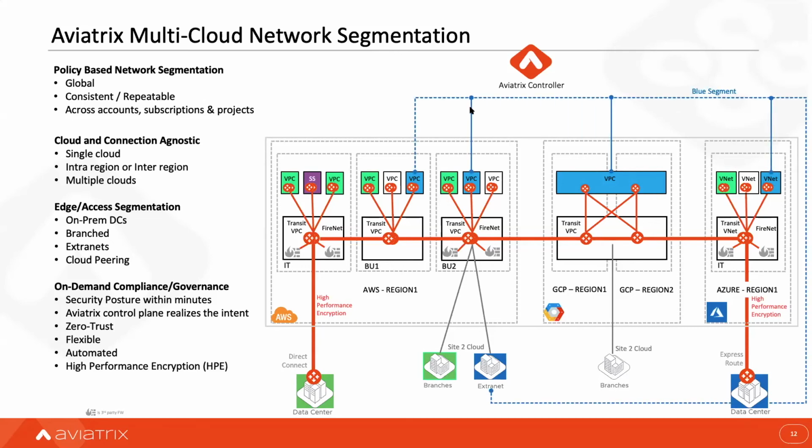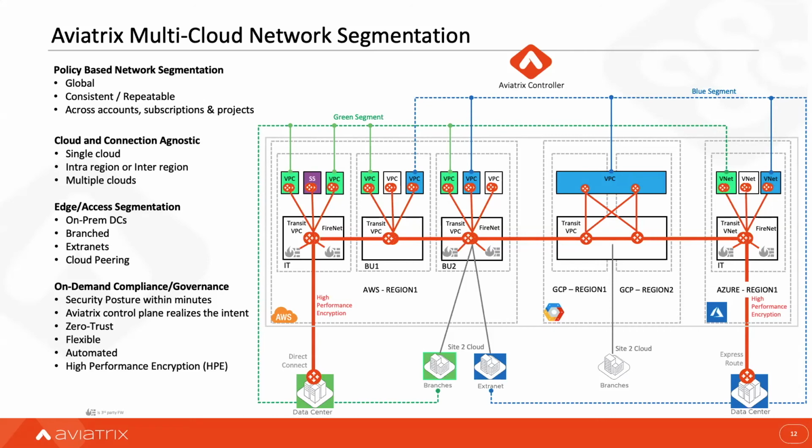I created this blue segment, and then I created this green segment. Now you notice that these segments are actually available across different clouds. And not only that, I'm also taking into account the on-prem connectivity that you have. Could be through Direct Connect, could be through ExpressRoute, or you could have some site-to-cloud connections coming into the Aviatrix Transit. So this allows customers or enterprises to create these network segmentations and policy-based security control across multiple regions, multiple clouds, or even if you're in a single cloud, this is still applicable, right?